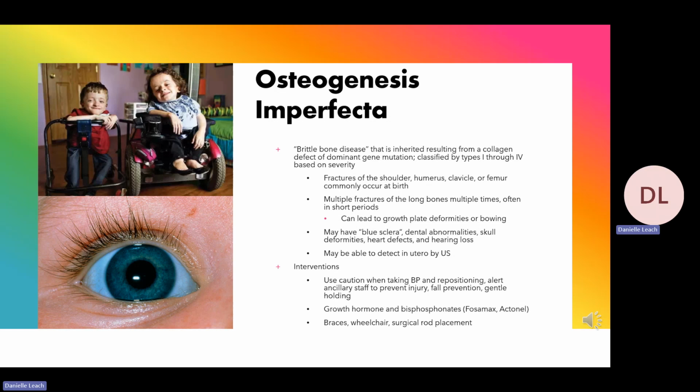Osteogenesis imperfecta is also called brittle bone disease. It's an inherited disorder that results from a collagen defect or a dominant gene mutation, although there are some children diagnosed with OI who have no known hereditary linkage. It is classified by types 1 through 5 based on severity.